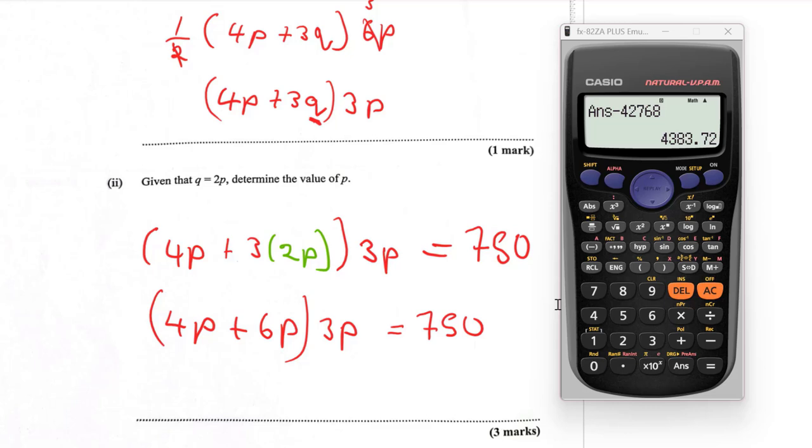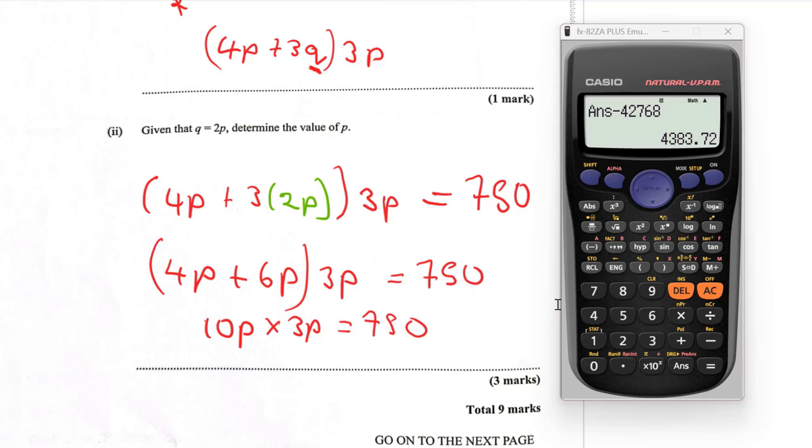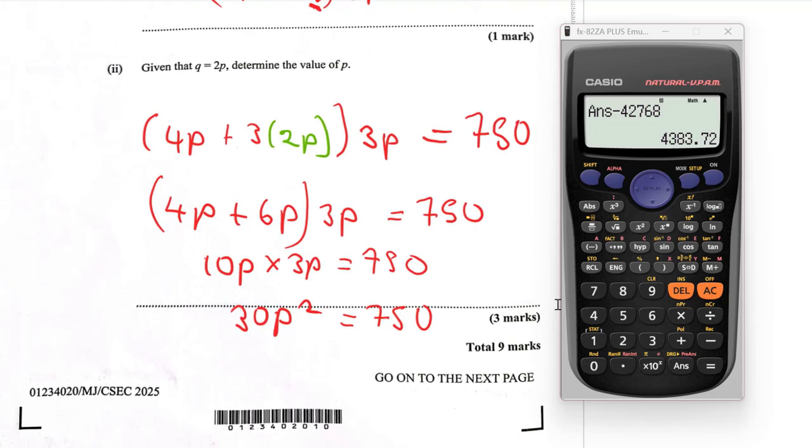Now 4P plus 6P, that is going to give us 10P. So 10P times 3P equals 750. Now 10P times 3P, we're going to get 30P squared, and that's equal to 750. Now we need to find P. So if we divide both sides by 30, we're going to get P squared is equal to 750 divided by 30. Cancel the 0. 3 into 3, 1. 3 into 7 goes 2 times. And 1. 3 into 15 goes 5.